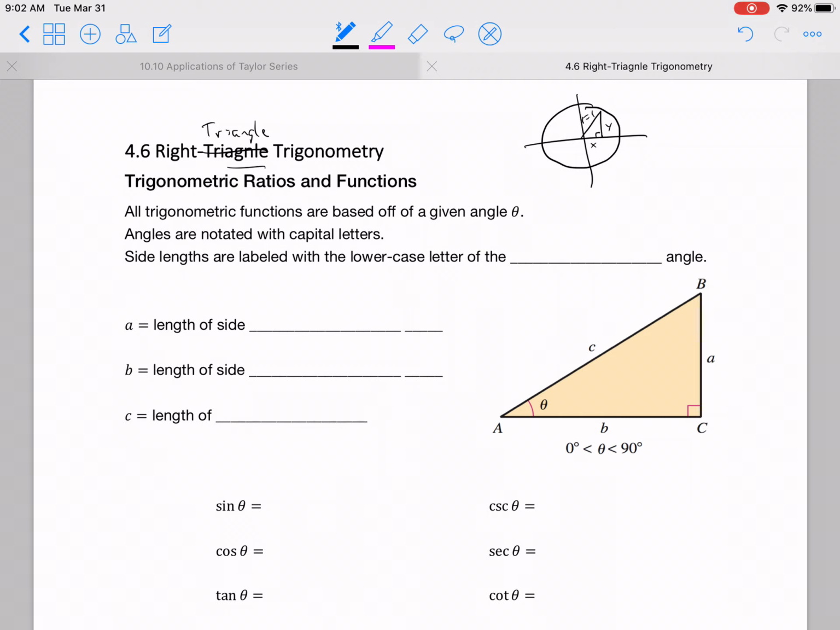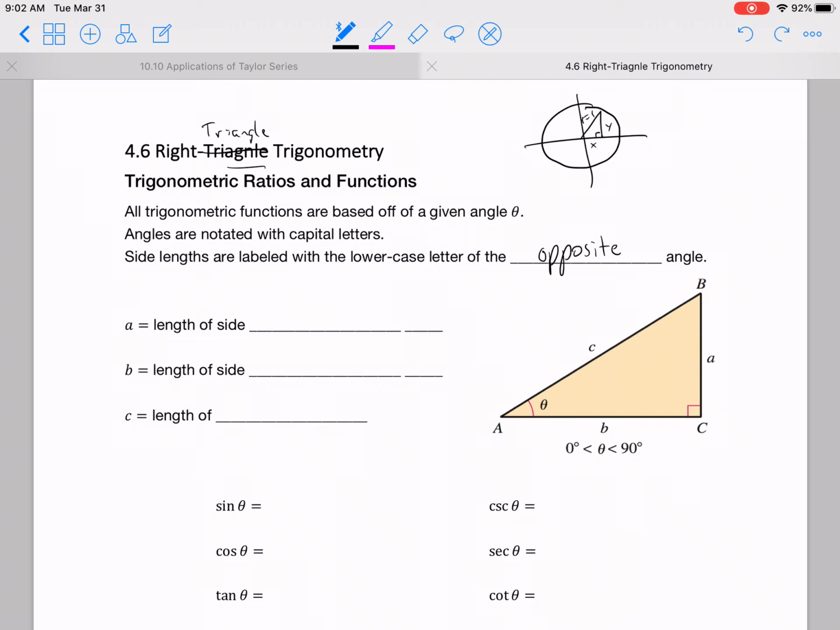So all trigonometric functions are based off of a given angle theta. Angles are notated with capital letters. All right, so you see that here. This is that angle. This is that angle. This is that angle here. And then all the side lengths are labeled with lowercase letters of the opposite angle. So you see side A is across from angle A. They're opposite from each other.